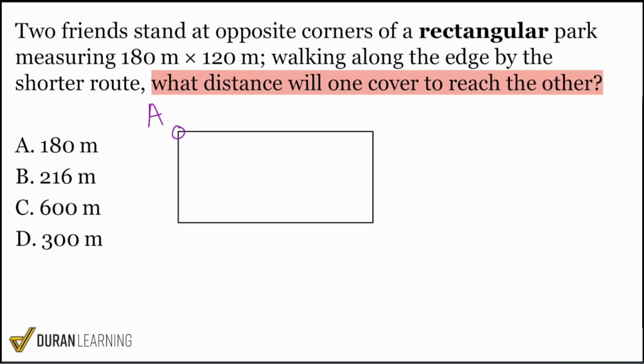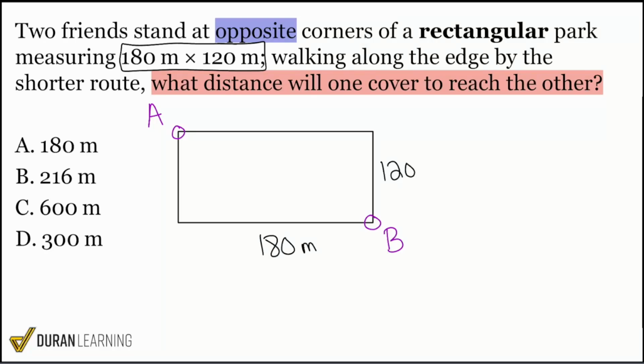And it says, everybody, which corner relative to friend A is friend B at? Yeah, it's going to be the opposite corner. So with that, this is the opposite corner. So let's go ahead and write friend B right there. So because of that, let's fill in the other pieces of information that we have, like the length and the width, given to us right over here. 180 meters, 120 meters over there.